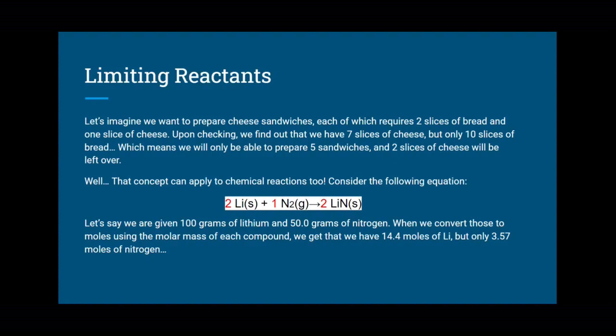The same idea can apply to chemical reactions, where one of our reactants is available in a proportionally greater amount than the other. Let's say we're given 100 grams of lithium and 50 grams of nitrogen. When we convert those to moles, using molar masses of each compound, we get that we have 14.4 moles of lithium, but only 3.57 moles of nitrogen.